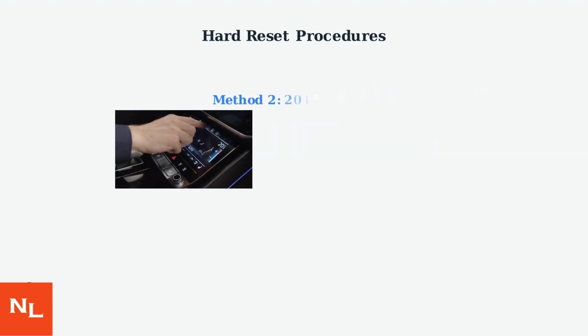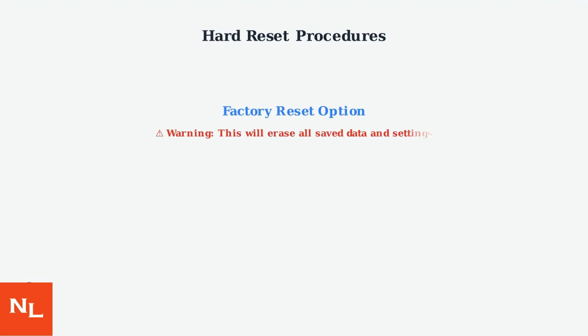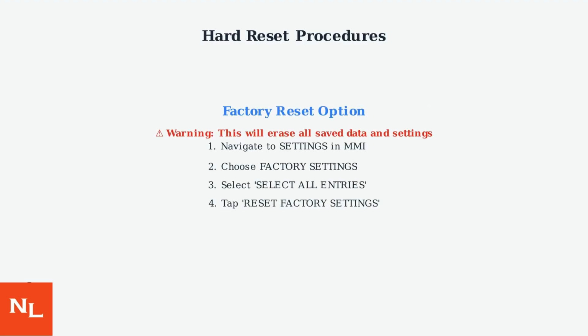For 2018 Q5 and Q7 models equipped with an MMI touchpad, the reset procedure is different. Simply press up and down on the touchpad using 2 fingers simultaneously, then release. If a hard reset doesn't resolve the issue, you can perform a factory reset through the MMI settings menu. However, be aware that this will erase all your saved data, custom settings, and paired devices.